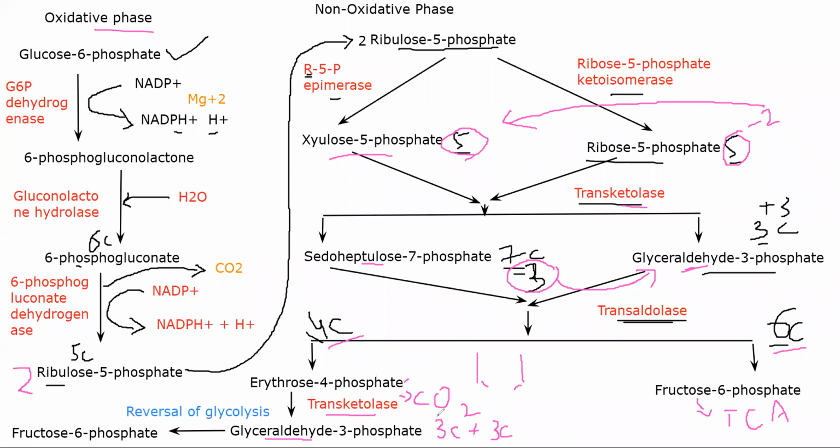That will basically cause reversal of glycolysis and you end up with a fructose 6 phosphate molecule, which is a 6 carbon molecule. This again will enter TCA, the citric acid cycle. Okay, I hope you understood what is the HMP shunt pathway. This is HMP shunt. If you have any doubts, please let me know right now.